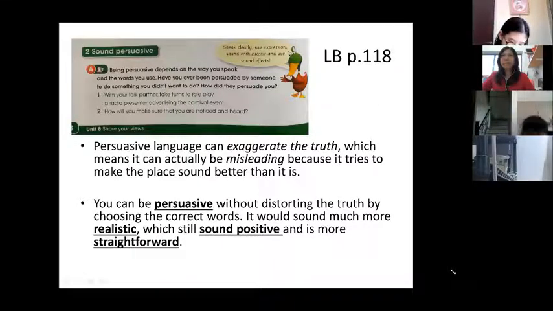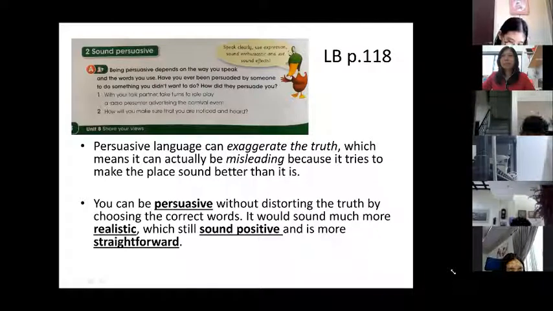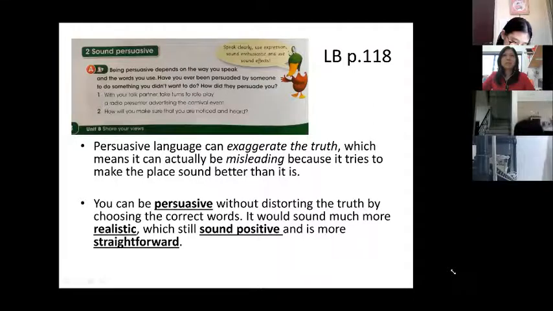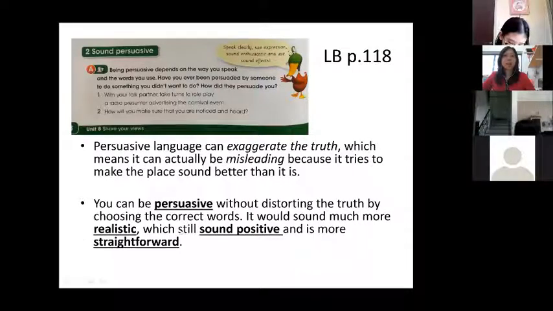First, I need to change device. My device is at 2%. Go ahead. Okay, now I will continue, all right? I will continue now.